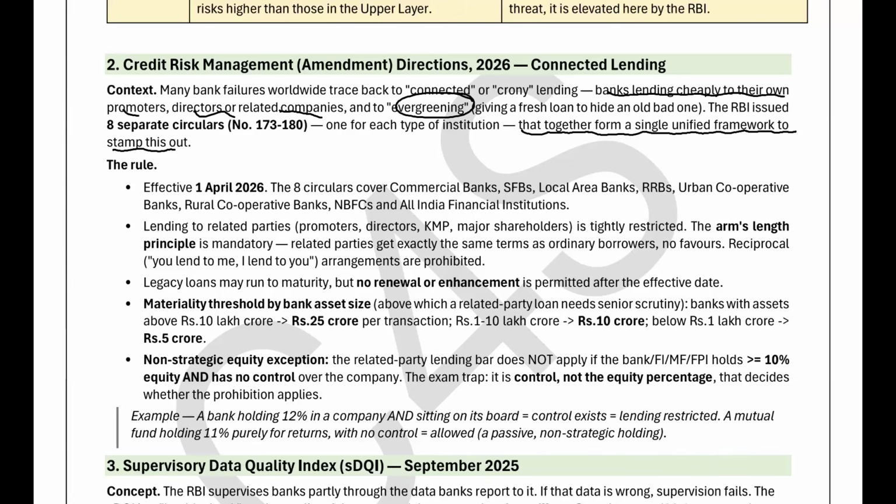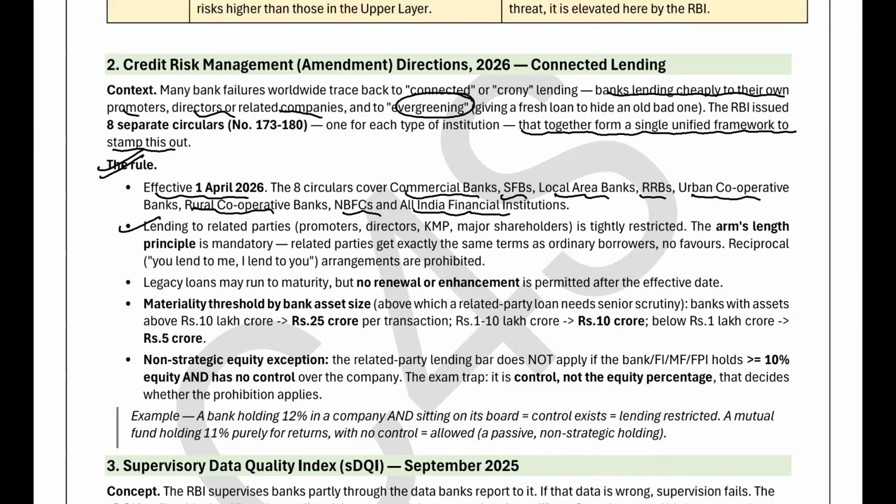समझ में आया? The rule, what it is telling about, which is important for your prelims examination, is effective from 1st April 2026. The 8 circulars cover which banks? Commercial banks, small finance banks, local area banks, regional rural banks, urban cooperative banks, rural cooperative banks, NBFCs and all India financial institutions. ठीक है?